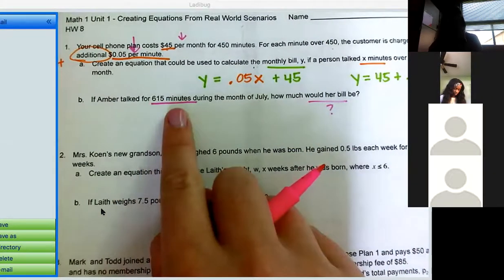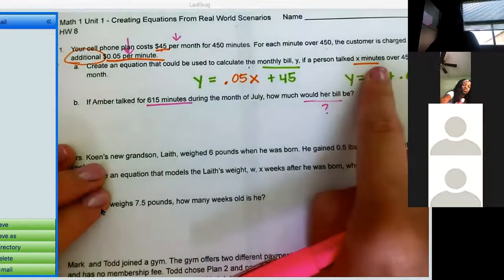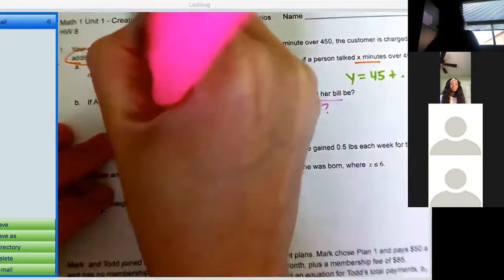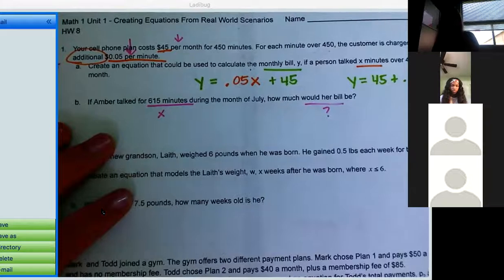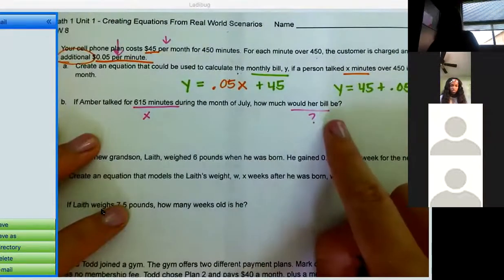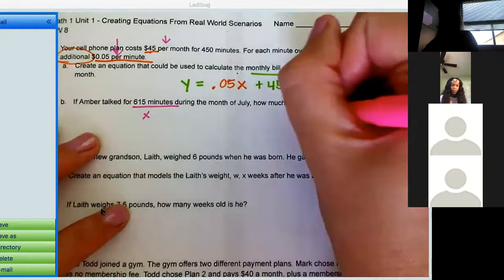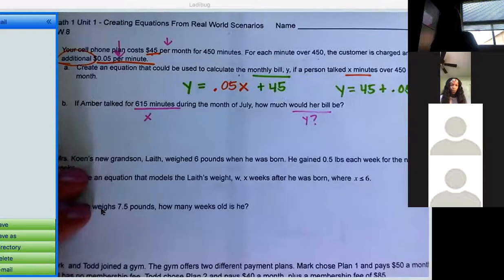I gave you how many minutes? Do you guys remember from the equation what letter was for the minutes? The minutes? Good. It says X minutes, right? I'm giving you X right here. So we have a number for X. What do we not know? Y. We don't know the Y. That's what we're trying to find.